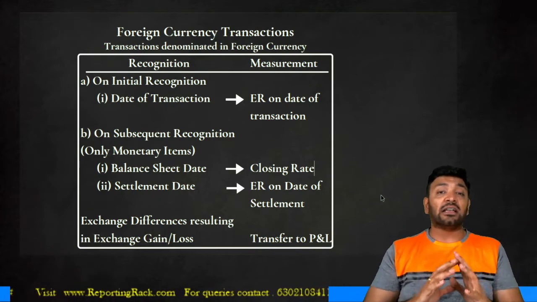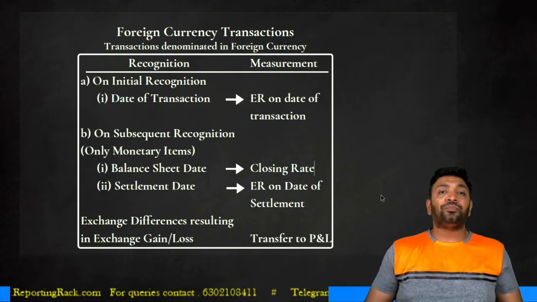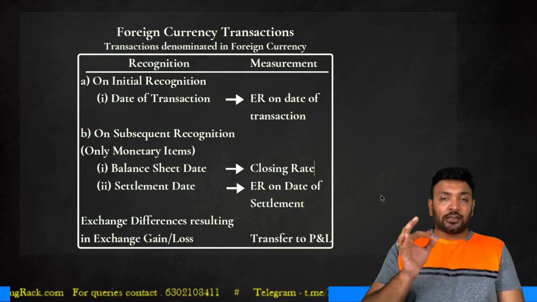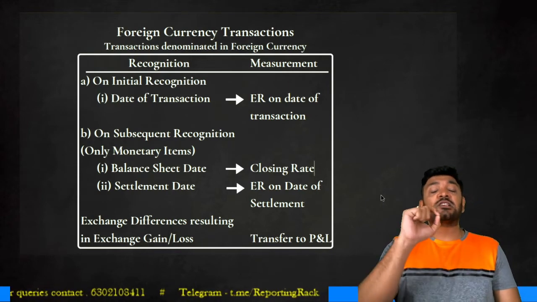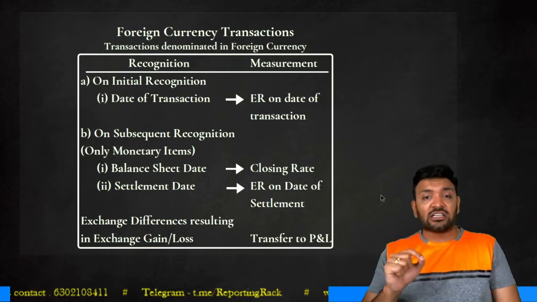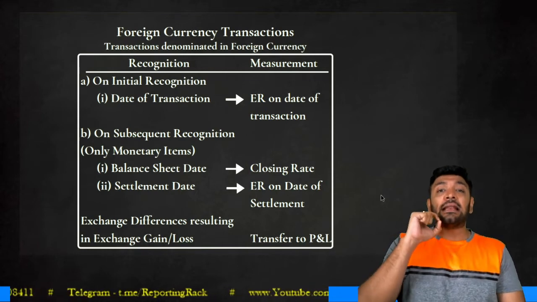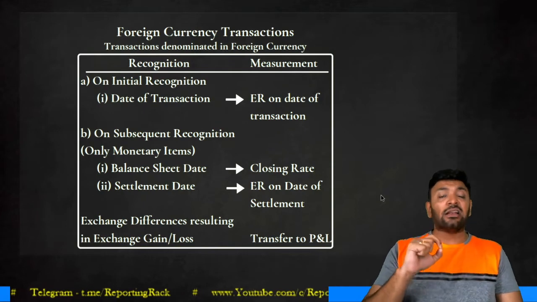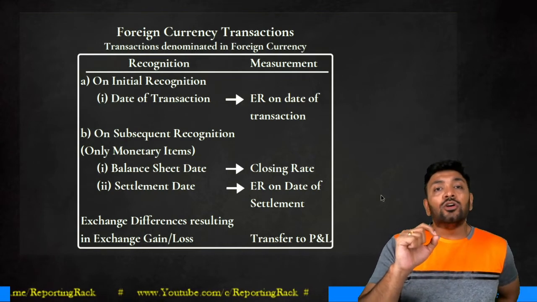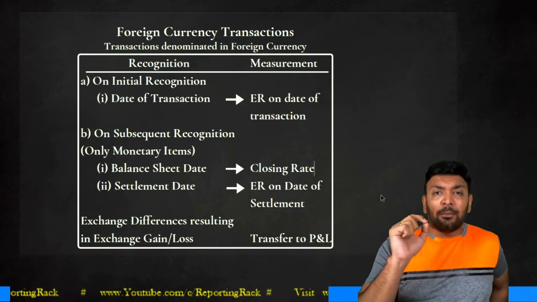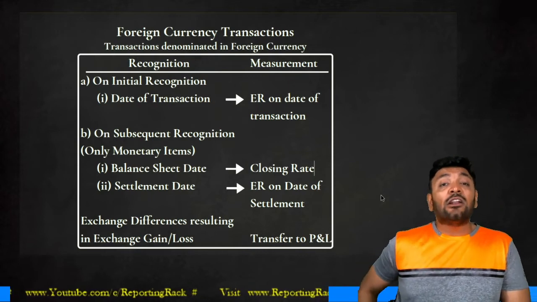This is the concept that we're going to discuss as the first part of Ind AS 21 when we deal with foreign currency transaction. Remember, at the first date of recognition, initial recognition, that occurs on the date of transaction, I will translate this foreign currency transaction into functional currency using the exchange rate on the date of transaction. Clear? So if I have purchased a machinery from Germany in euro, in such cases I will apply the exchange rate on the date of acquisition.